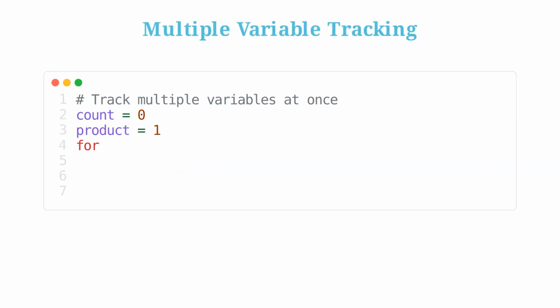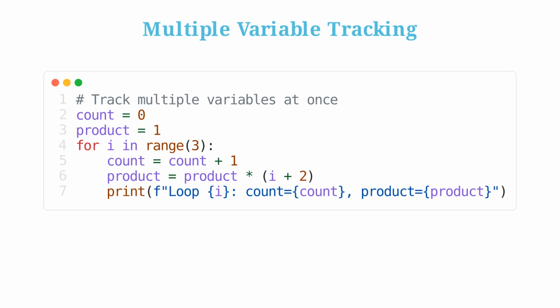Real programs often change multiple variables in one loop. Here we track both a counter and a product. Watch how count increases by 1 each time, while product multiplies by 2, then 3, then 4. Both variables change together.